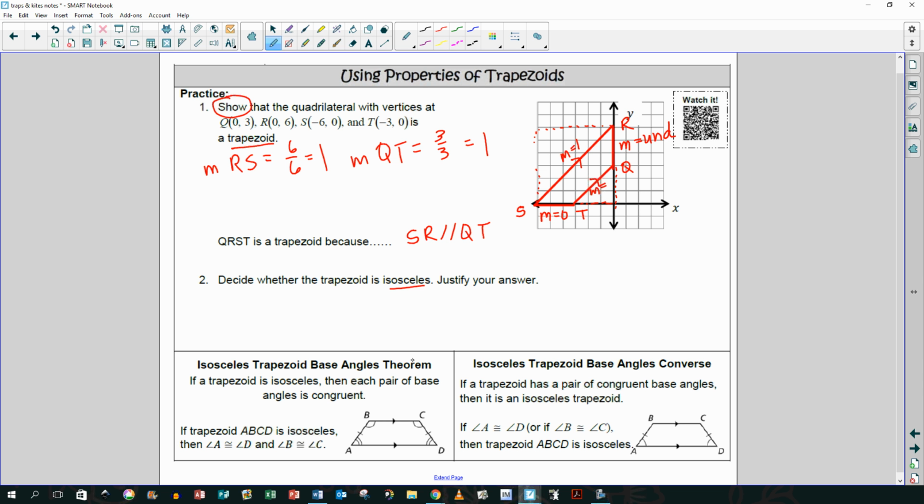Now to determine if it's isosceles, the legs have to be the same, which means they have to be the same length. So if I count this, 1, 2, 3, count this one, 1, 2, 3. I love it when it's vertical or horizontal because I can just count. When it's slanted, like if I wanted to know the length of this one, I would have to do Pythagorean theorem. So now I know that ST is 3, QR is 3, so ST is congruent to QR. Therefore, it's isosceles.